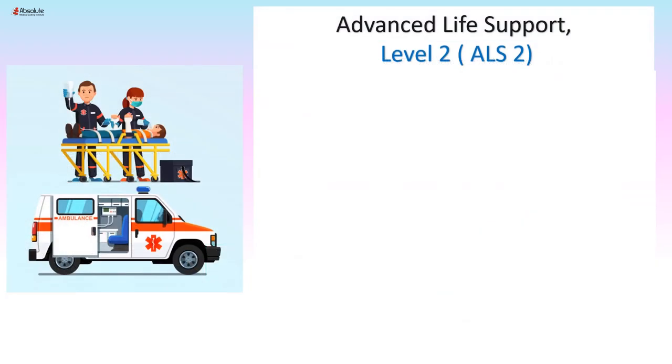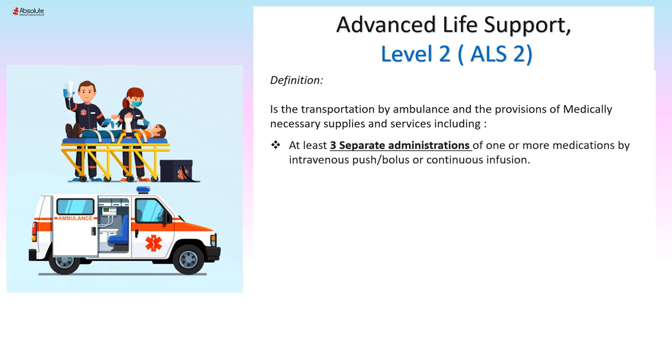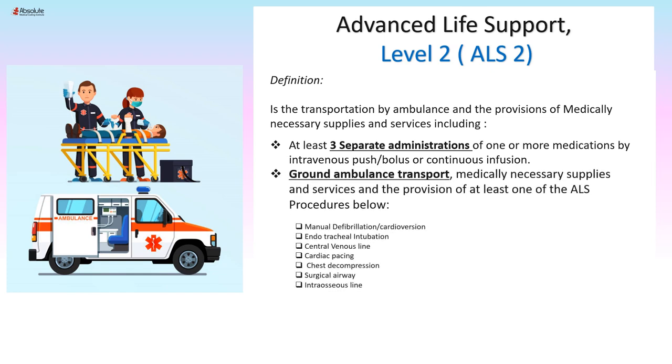Now we can take a look at the Advanced Life Support Level 2, or ALS-2. This has the definition of transportation by the ambulance and the provision of medically necessary supplies and services, including at least 3 separate administrations of 1 or more medications by intravenous push or bolus, or continuous infusion. Or a ground ambulance transport, medically necessary supplies and services, and the provision of at least 1 of the ALS procedures below. If some of these procedures are performed during that encounter, then it is considered an advanced life support level 2.